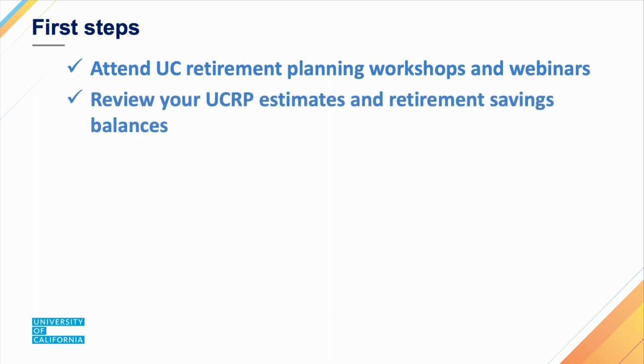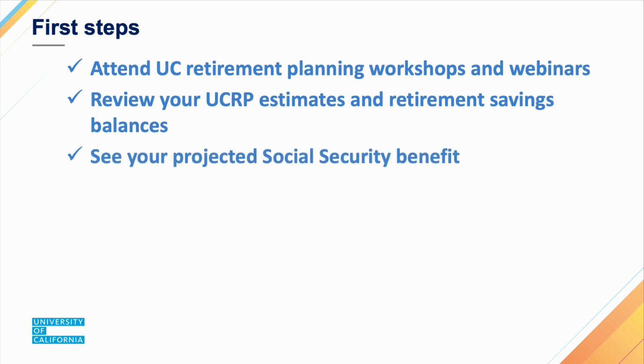In addition to attending the webinars, you should take a look at the UCRP estimates and the retirement savings program balances. The UCRP estimates you can run through the UC Raise portal. We demoed that screen a little earlier. And the net benefits portal is where you can find your balances in the retirement savings programs. So again, the DC, and if you contributed voluntarily to the 403B and 457, you can find those balances out there. Also take a look at the Social Security website to see what your projected benefit could possibly be.